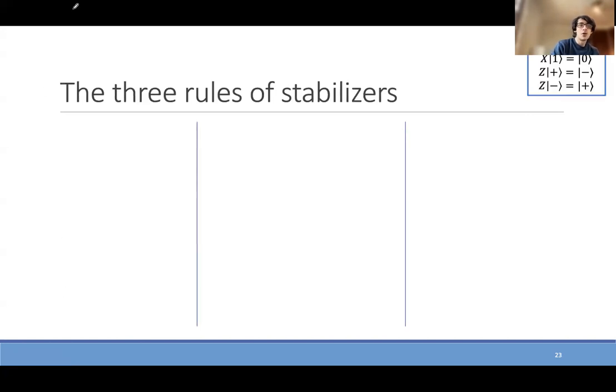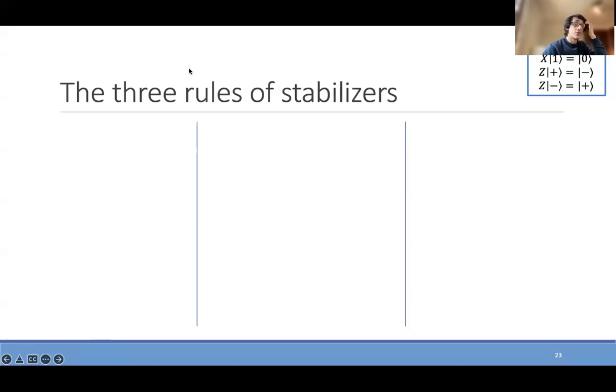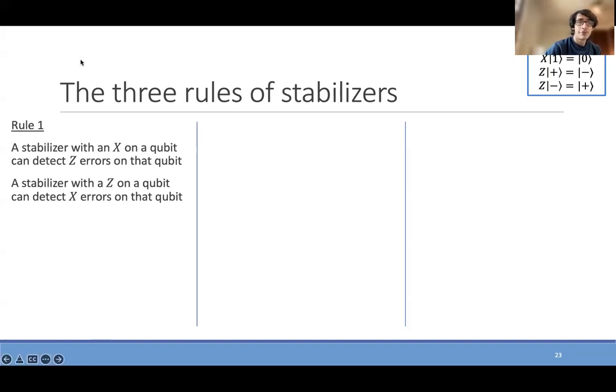Okay, so now I'm going to lay out, I'm not going to prove these rules, but they're not terrible to prove if you want to think about it yourself, or talk to me about it later. You can probably figure out why each of these are the 3 rules. There are 3 rules of stabilizers that you need to follow when you're designing a stabilizer code to correct quantum errors. So the first rule is that a stabilizer with an X on a qubit detects Z errors on that qubit, but it doesn't detect X errors on that qubit. And similarly, a stabilizer with a Z on that qubit detects X errors on that qubit.